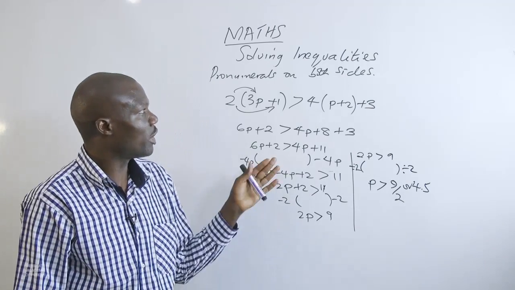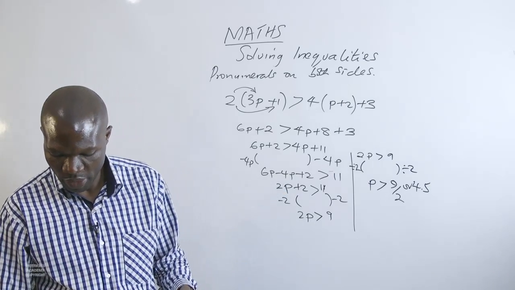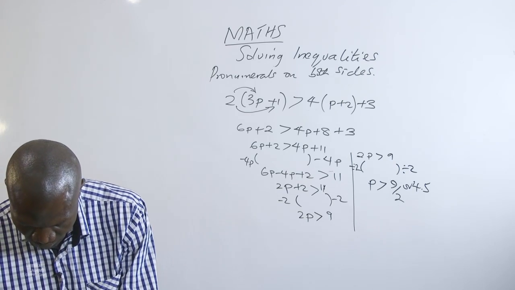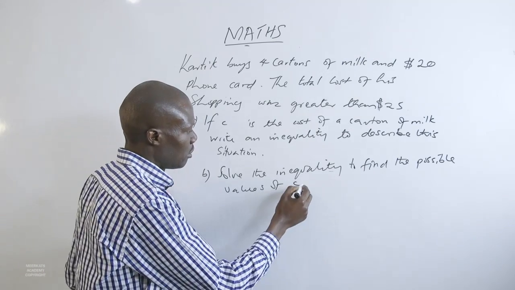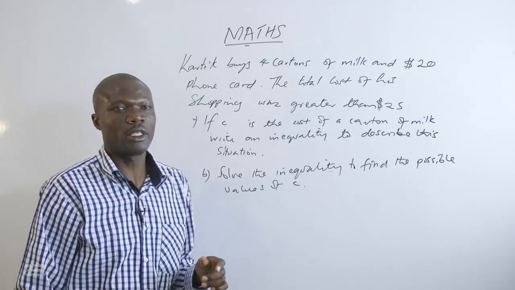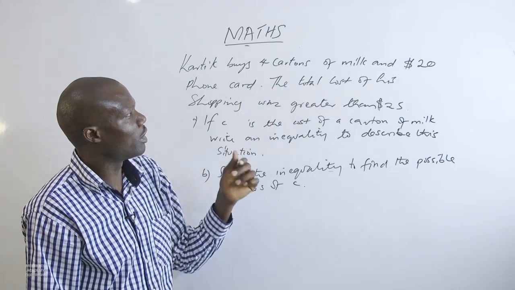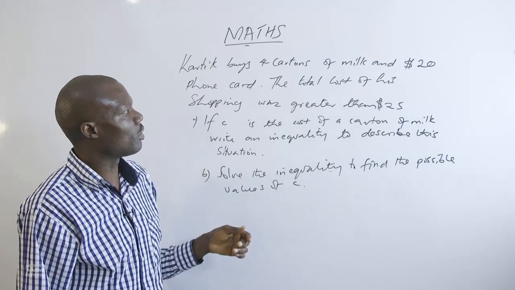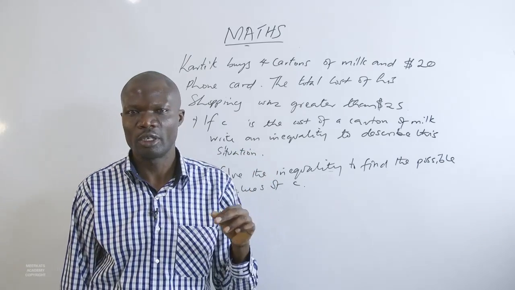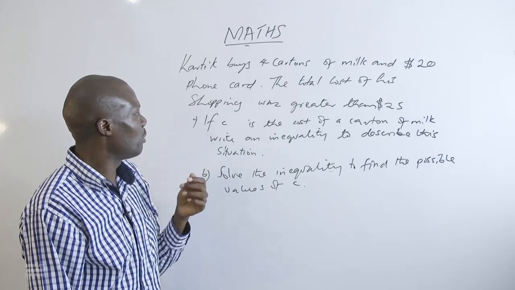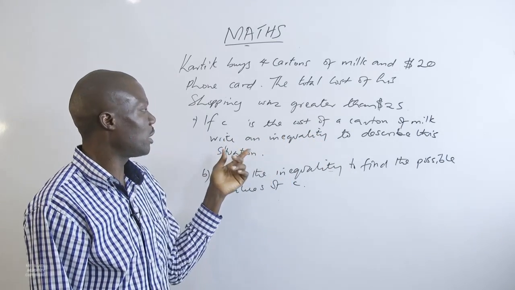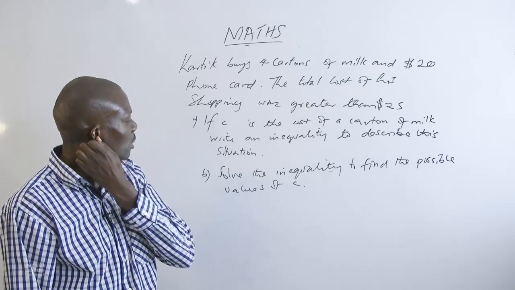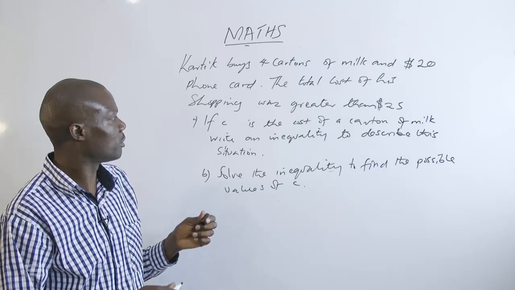In some situations, when you are dealing with inequalities, you can find that we are required to read out a statement. Katik buys 4 cartons of milk and a $20 phone card. The total cost of his shopping was greater than $25. If C is the cost of a carton of milk, write an inequality to describe this situation.